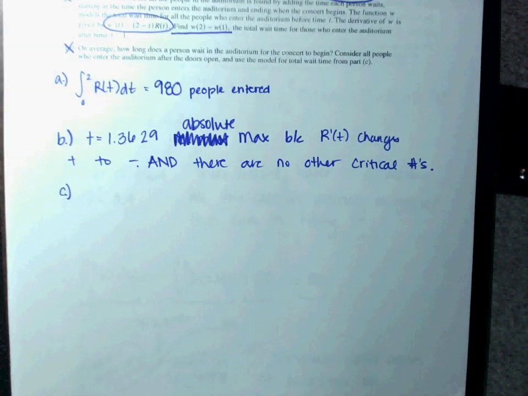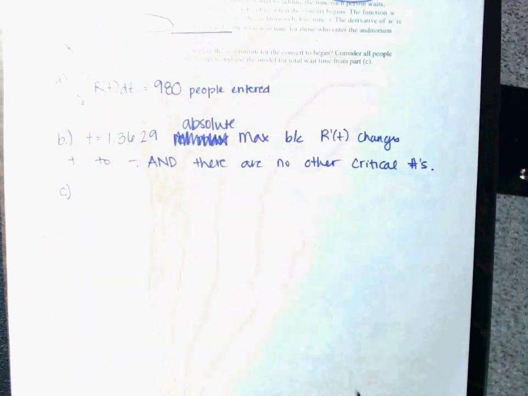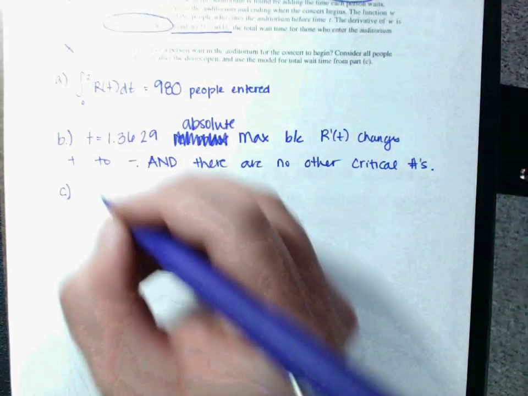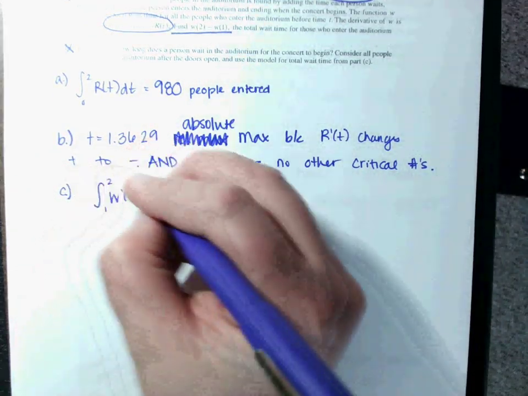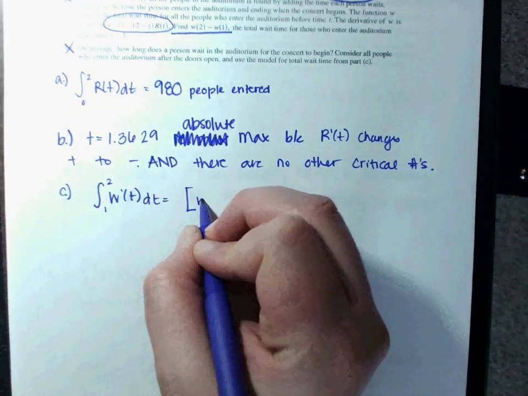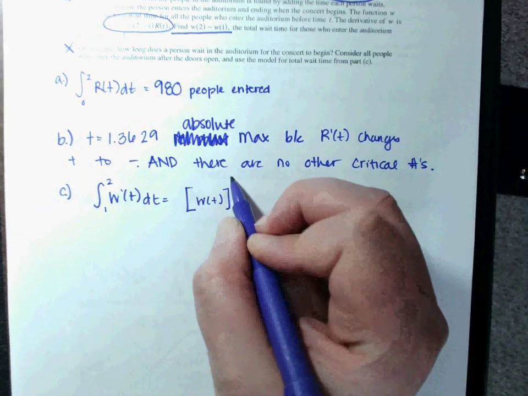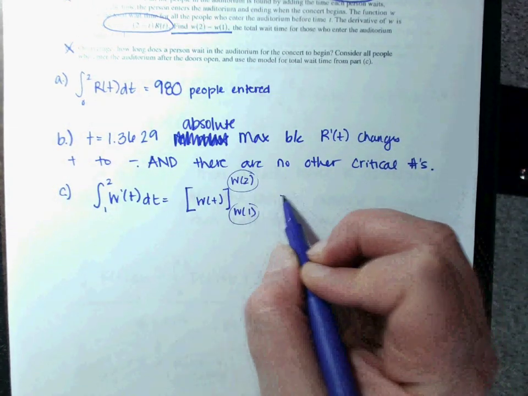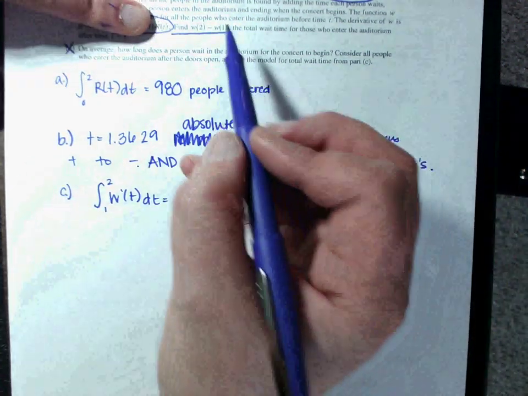So, I want you to think for a second: W is the antiderivative of W prime, right? So if I integrate W prime of t from 1 to 2 dt, what is that going to give me? Well, the antiderivative of W prime is W. And then what would I do from there? I would plug in 2 and 1, so I'd have W of 2, W of 1, and then I'd subtract them, right? So in a really sneaky way, look what they're asking you to find.